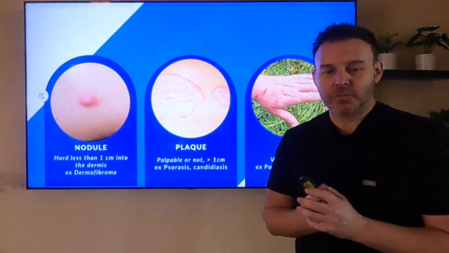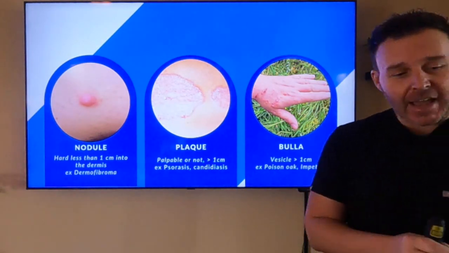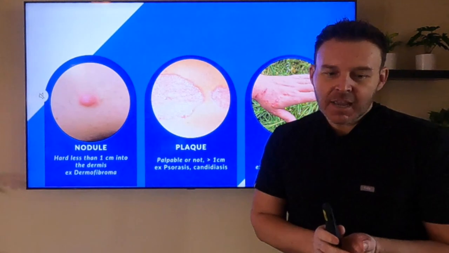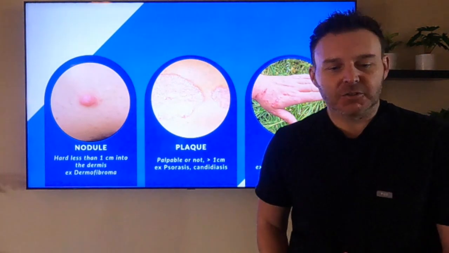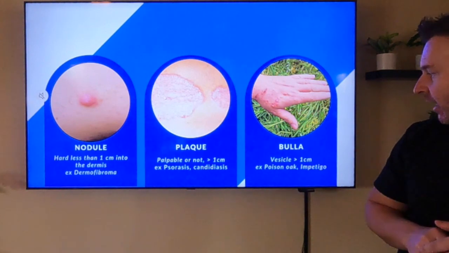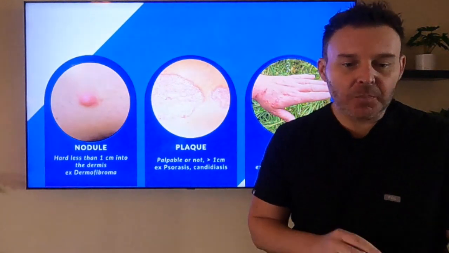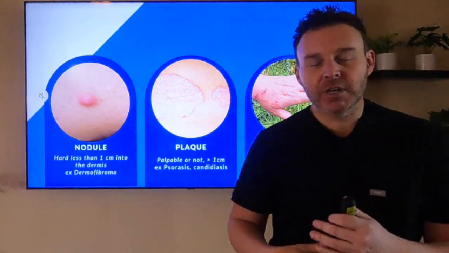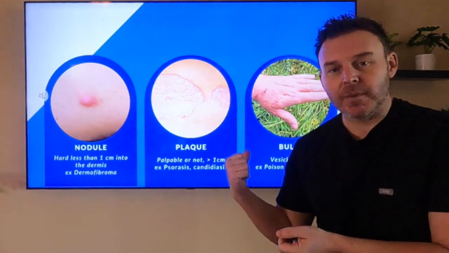Okay, our next set of 3 terms. The first one we'll talk about, far right, is a nodule. Okay, it is going to be hard when we palpate it. It is going to be less than 1 centimeter and it goes into the dermis. The common one for that is a dermatofibroma. Okay. The second one they're showing here is plaque. This is palpable or not, meaning it can be raised or it can't be. And it's going to be greater than 1 centimeter. Your common example for the plaque would again be psoriasis, but the psoriasis spots are going to be much larger and then we'll call them plaque.